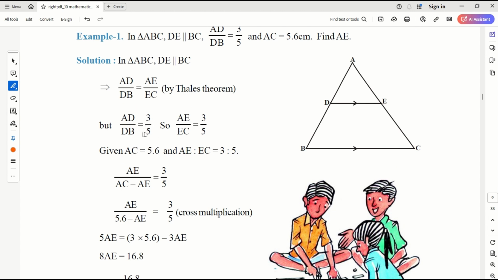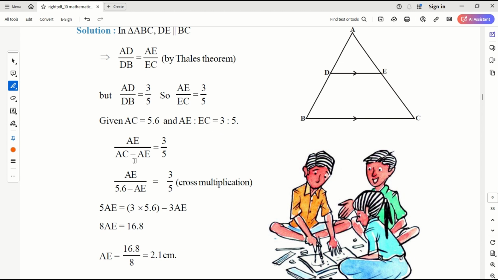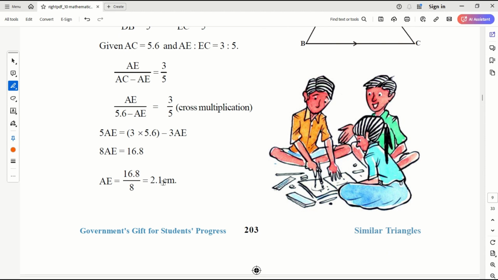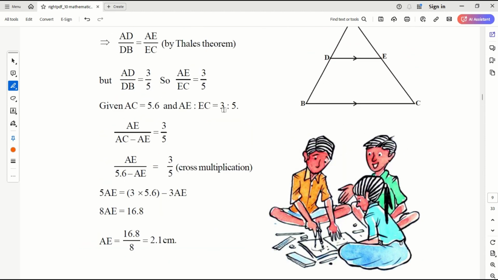AD by DB is given as 3 by 5. So AE by EC is also 3 by 5. Which means they are in the ratio of 3 is to 5. Correct? AC is divided in the ratio of 3 is to 5. So AE by AC minus AE, which is nothing but EC, is equal to 3 by 5, or AE by 5.6 minus AE equals 3 by 5. So I just simplify it, and I get the AE value, which is 2.1. Or you can divide into ratios, eight parts basically, then you get the individual values and sum them up.